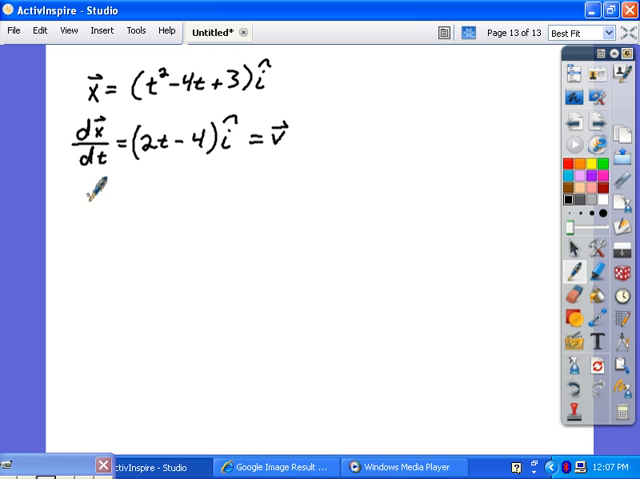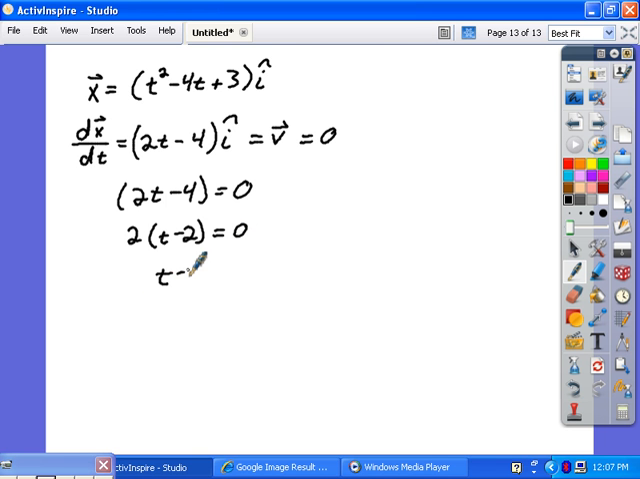Now, if I wanted to find the important values, where this velocity equals 0, I would set 2t minus 4 equal to 0. I'd have to do a little bit of basic math here. 2 goes into both of those, so t minus 2 equals 0. 2 can never be 0, so that means that t minus 2 has to be 0. T equals 2. So at t equals 2, slope is 0.